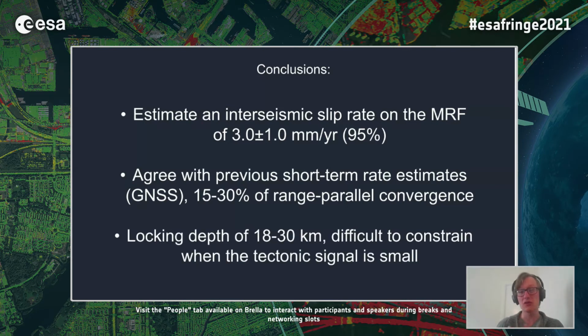And finally, we've estimated a locking depth. This is the first one for the fault. It's relatively weakly constrained, so we're saying 18 to 30 kilometers. The reality is probably in there. This highlights the difficulty, even with this much Sentinel-1 data, that when you have a very small tectonic signal and quite a lot of noise, especially close to the fault and in the far field, it is hard to constrain locking depth. But maybe it's something we can improve in future.